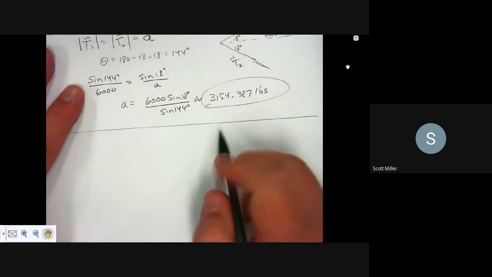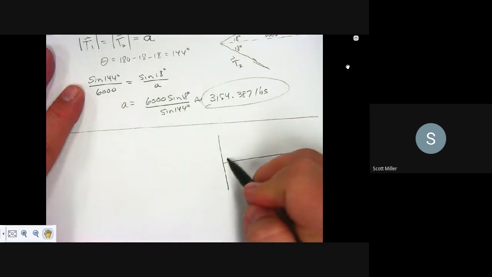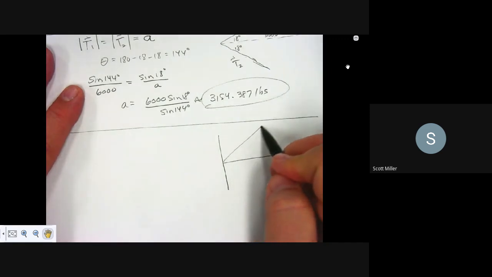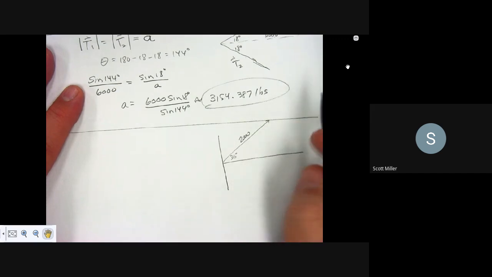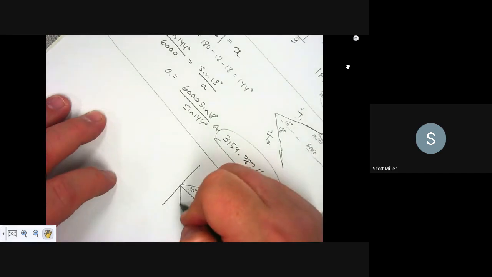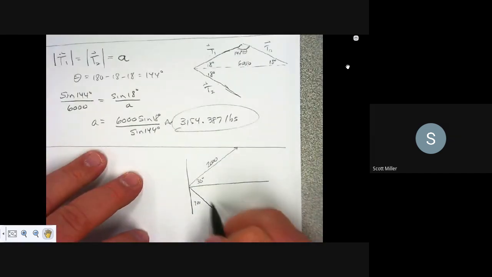So again, here's the x-axis. I have a 30-degree angle going this way at 2,000. So this is the magnitude, it's 2,000. This is a 30-degree angle. I got a 45 coming this way at 900, and this is a negative 45.